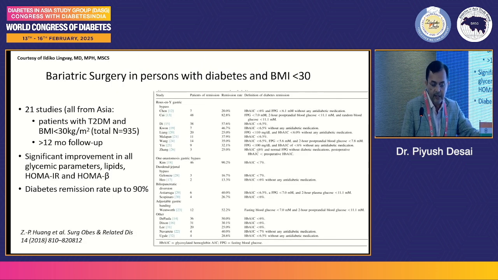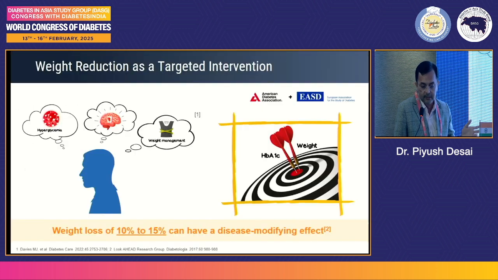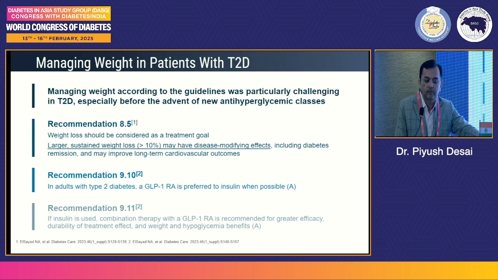There is another data set where 90% of the patients had diabetes remission. These are 21 studies from Asia after bariatric surgery. So weight reduction is very important. And when we are coming across type 2 diabetes, or maybe I should say before type 2 diabetes, in the pre-diabetic phase, if we target weight, you are going to target HbA1c. And this should be our new target.